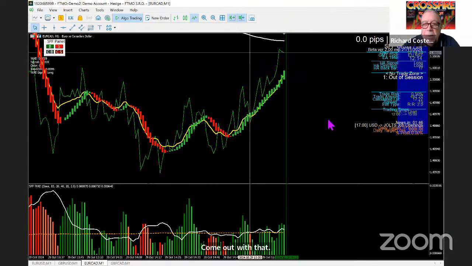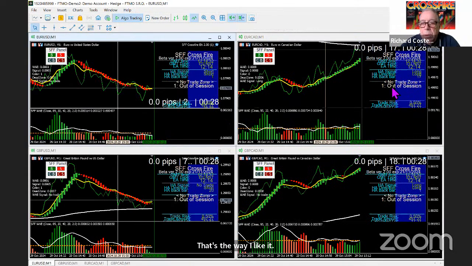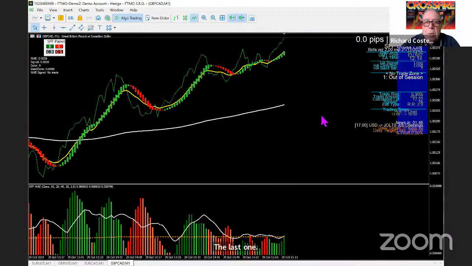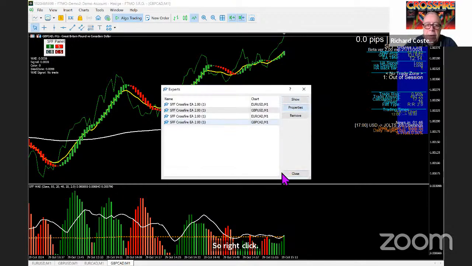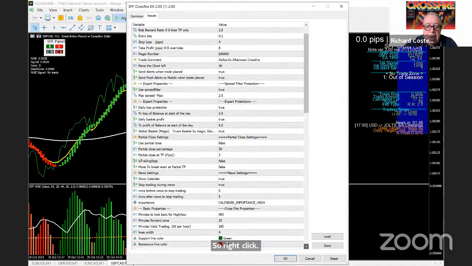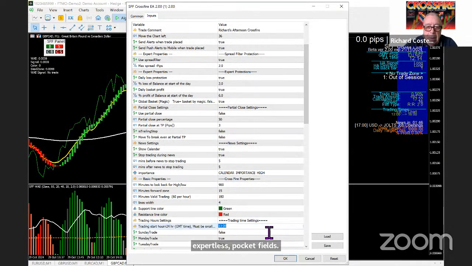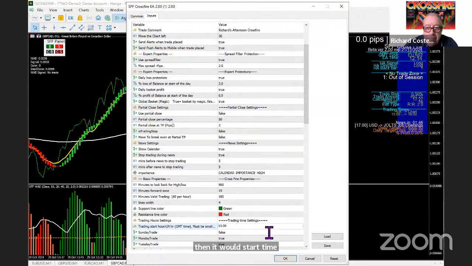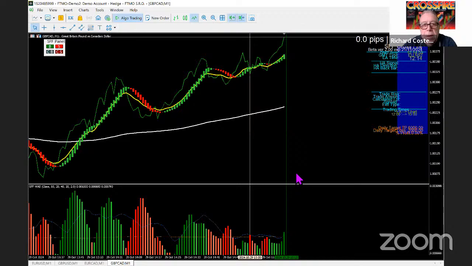And the last one, which is UV card. So right click, expert list, properties, down to the start time. And that's okay. So there's the lines.